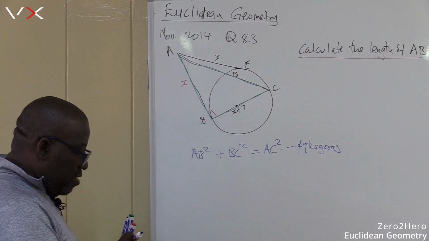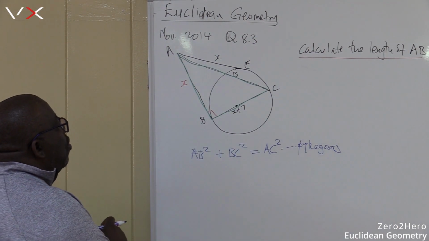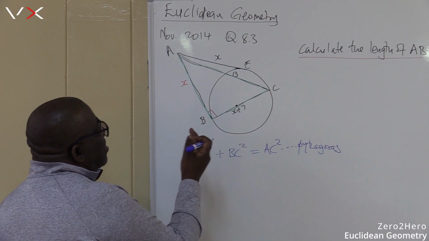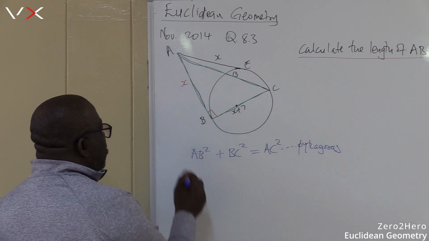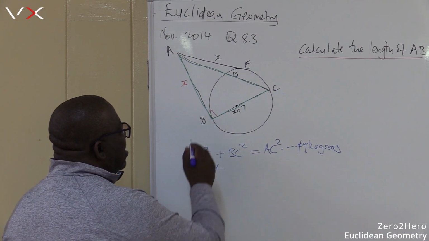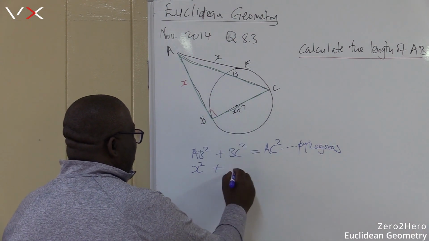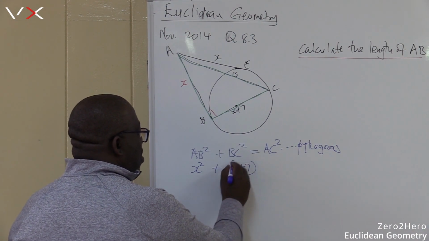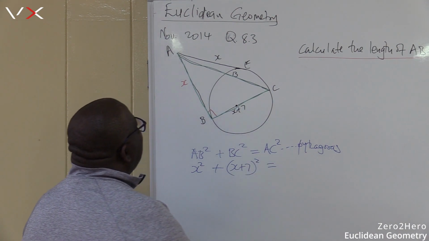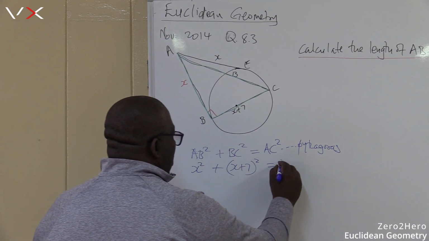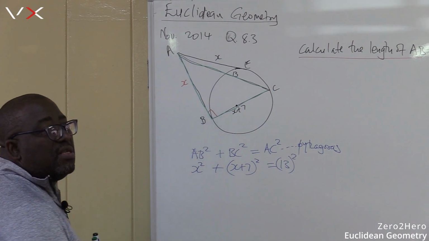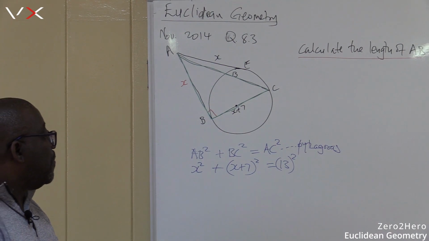Let's push in the values. Let's substitute. What do we have in AB? Remember that we're looking for AB. AB is the same as x in this particular case. Let's push in x squared, plus, what is BC? What is written in BC? It is x plus 7. So it's x plus 7 all squared. This is the same as, what is AC squared? It is 13 squared. I've just done this simple substitution.